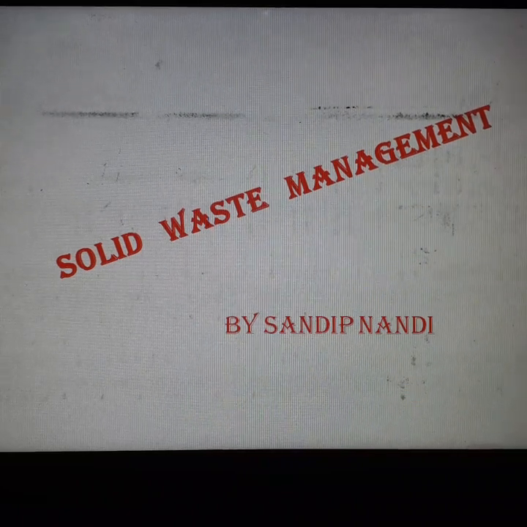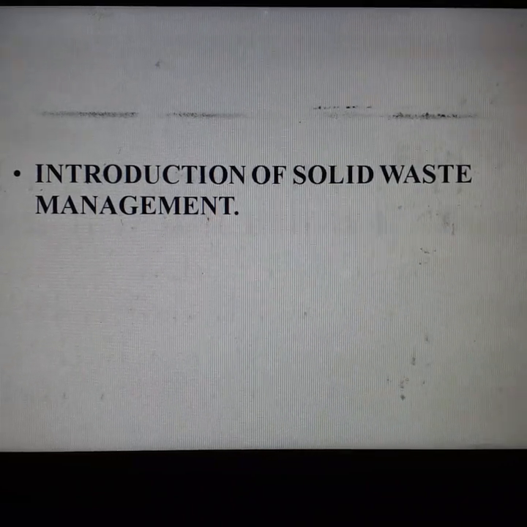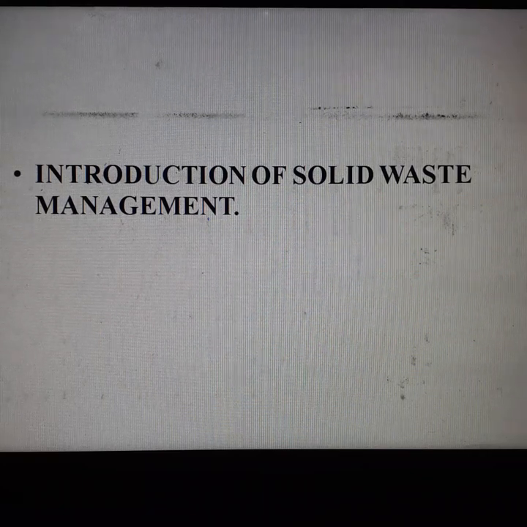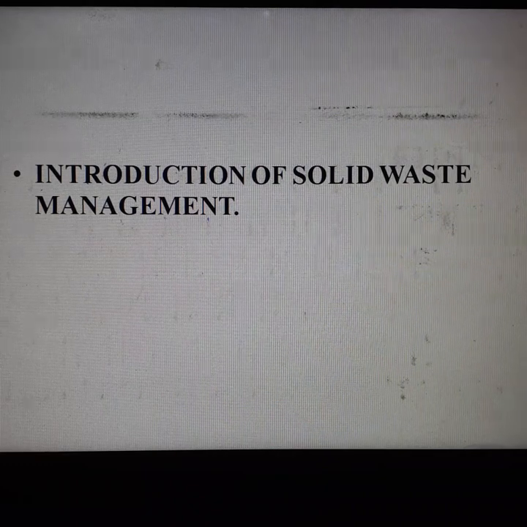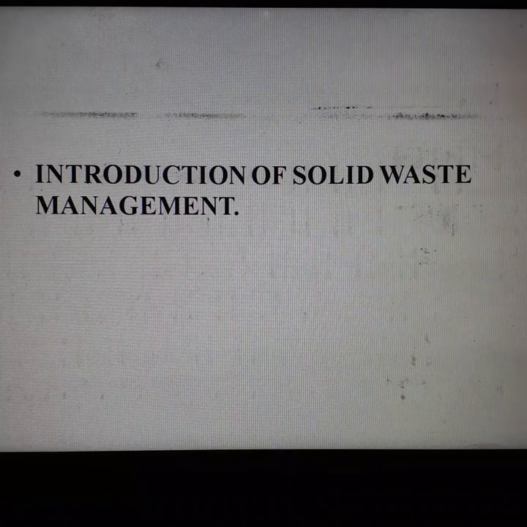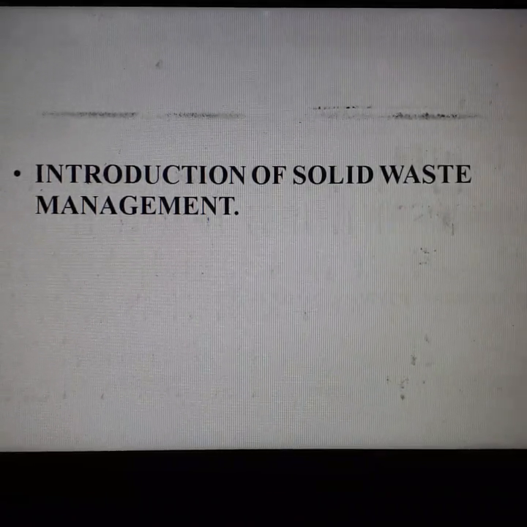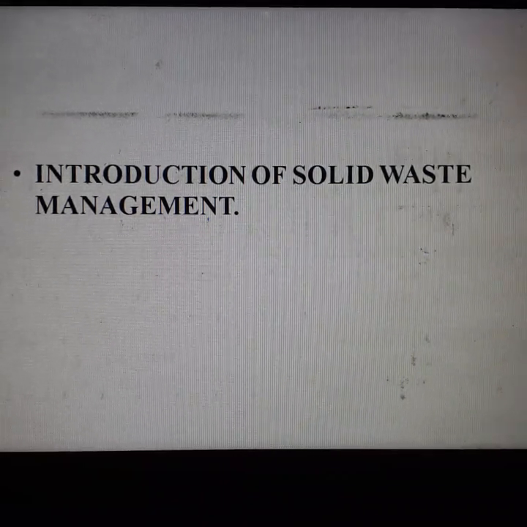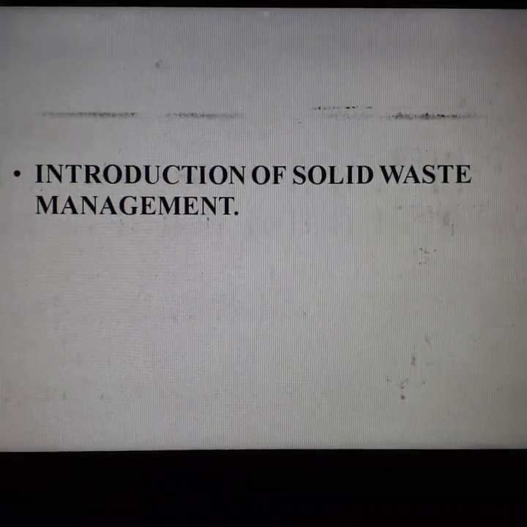Today, I will discuss a new topic: solid waste management. At first, we discuss the introduction of solid waste management. Solid waste refers here to all non-liquid wastes. Solid waste can create significant health problems and a very unpleasant living environment if not disposed of safely and appropriately.